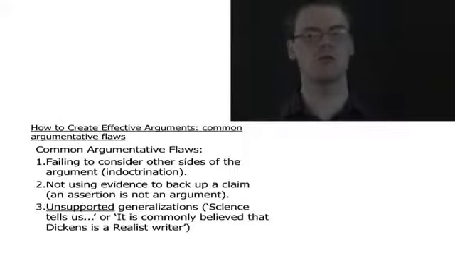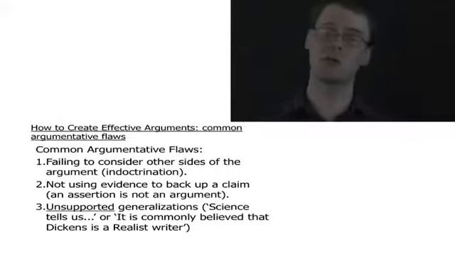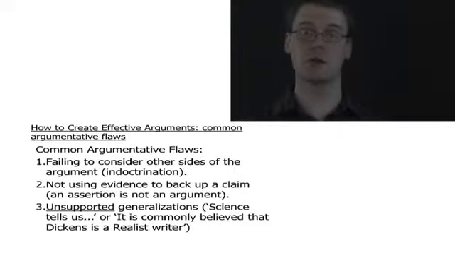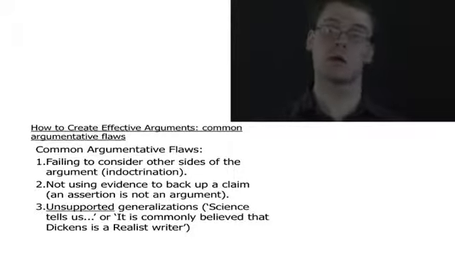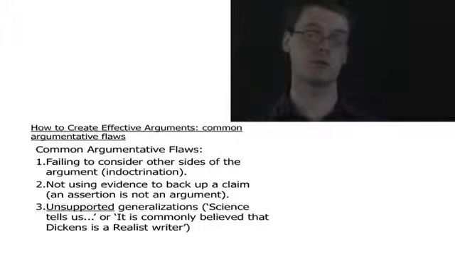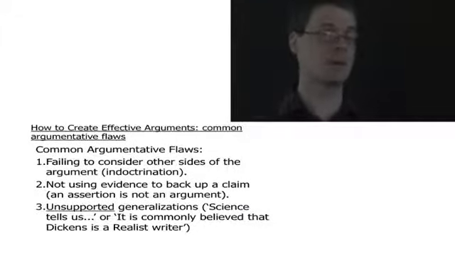Now, the first one is failing to consider other sides of the argument. You could argue that this is a form of indoctrination. It's like you've got blinkers on and you don't want to look either left or right. Now, this could be the case, for example, if you're trying to make a particular political point. Now, there's nothing wrong with writing political essays, but you do need to make sure that you're considering other points of view and that you're not letting a particular political philosophy actually affect your essay, to make sure that you're not turning it into propaganda, for example.